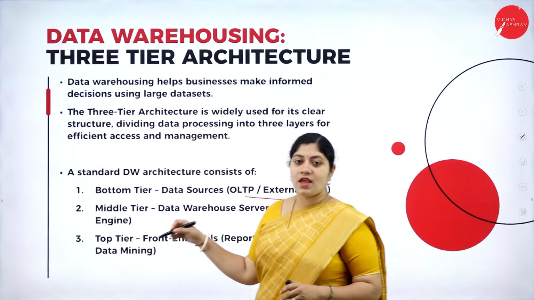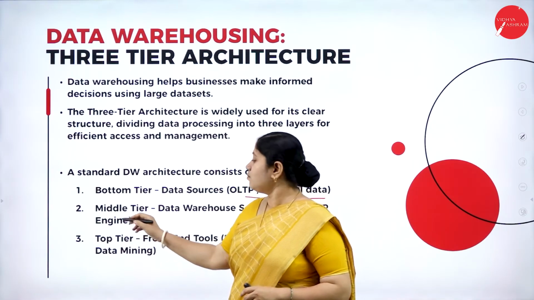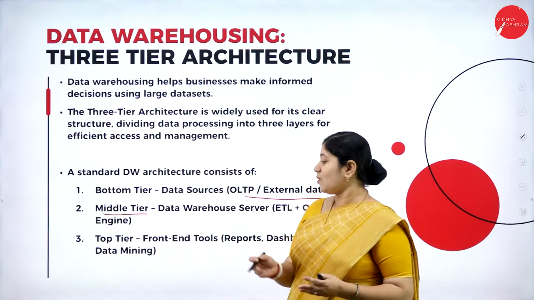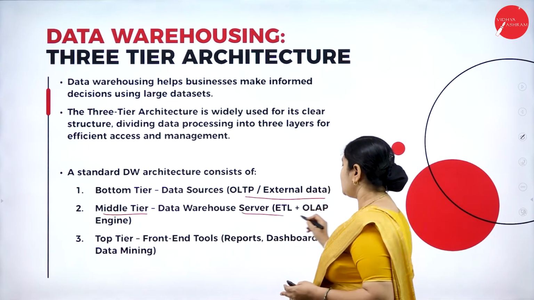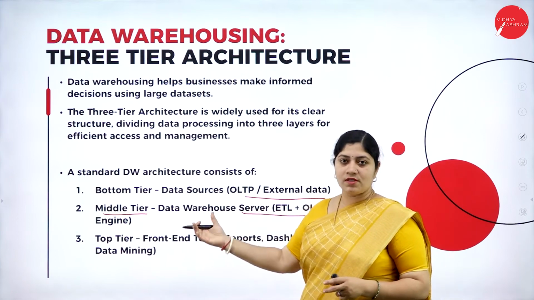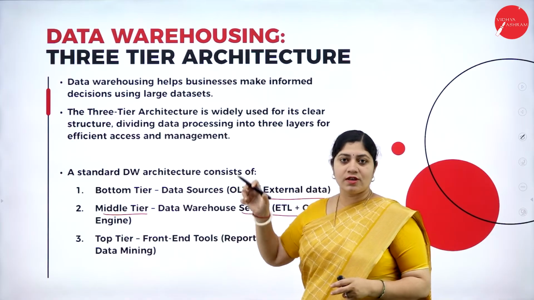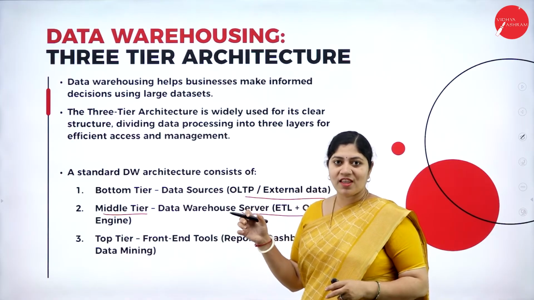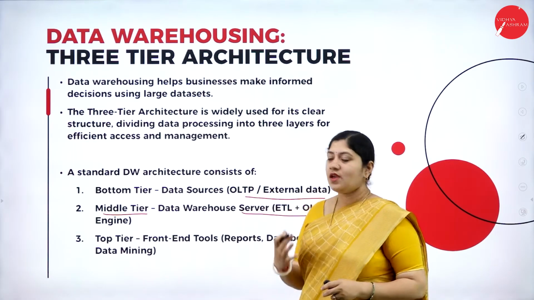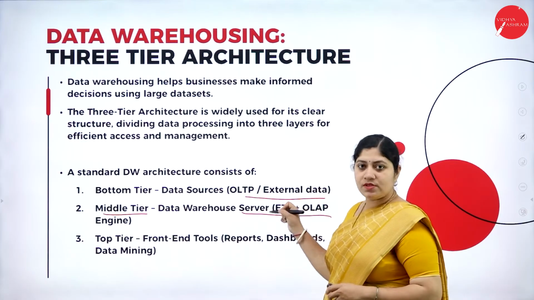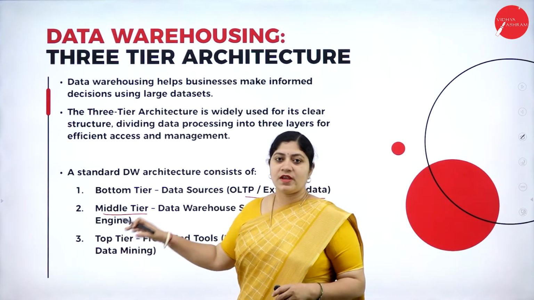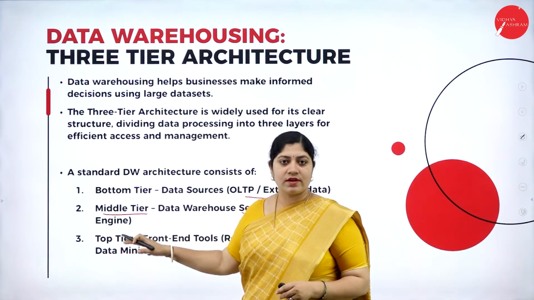Moving forward, the next tier is none other than the middle tier. The middle tier is none other than our data warehouse, where there is a server which holds the ETL. This diagram we have already seen, which includes ETL. ETL is nothing but, do you remember? It is none other than extraction, transformation as well as loading. So there will be data from this process, then there will be information from the OLAP engine. So we can expect these two things under this middle tier.